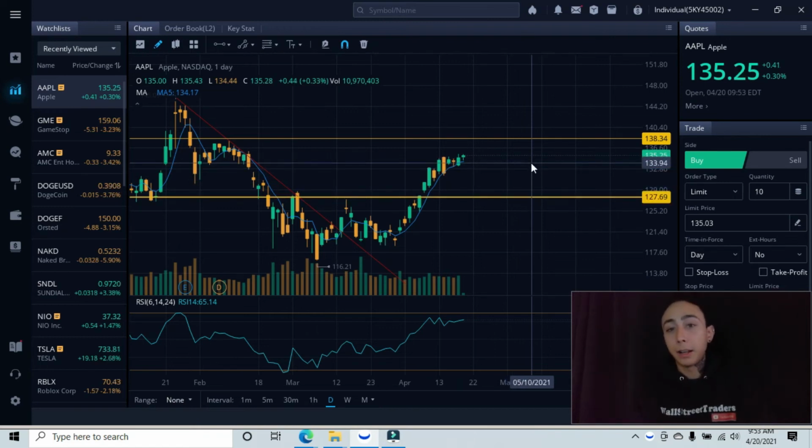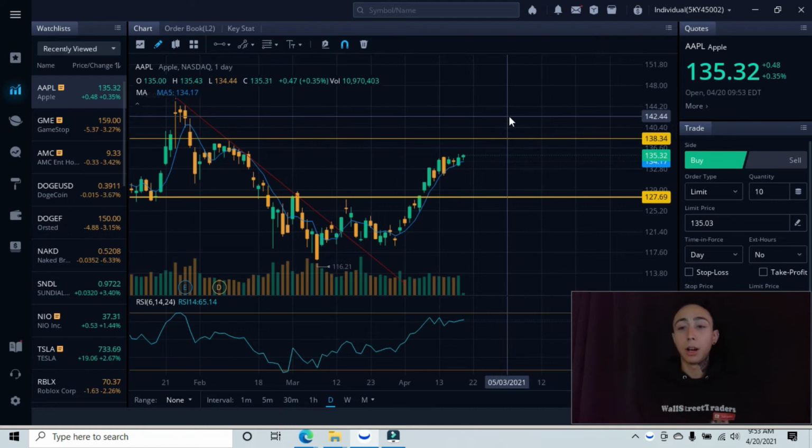And if you're getting in right here, have your stop loss down here, and then your first target back up here at the 138. So you guys have 2 options, and then you can apply your own analysis and make your own decision.